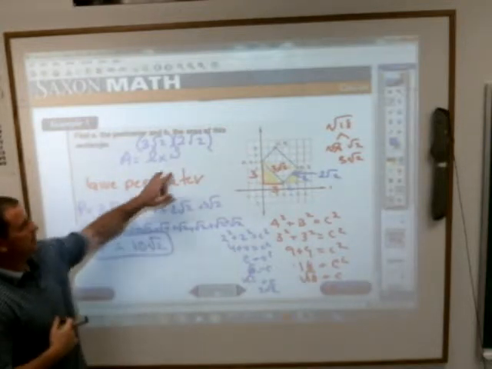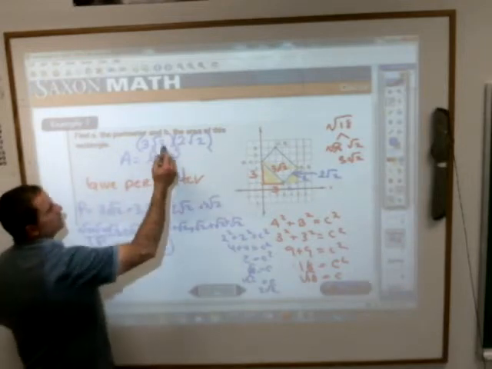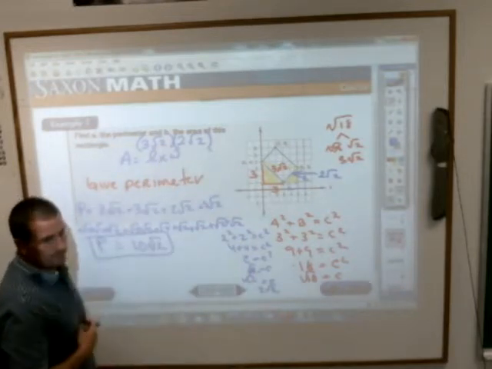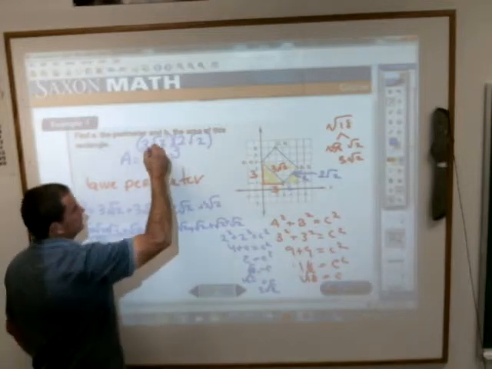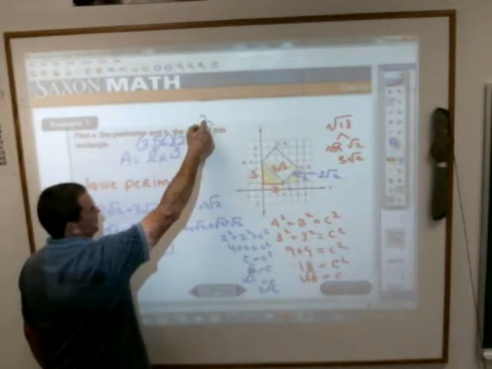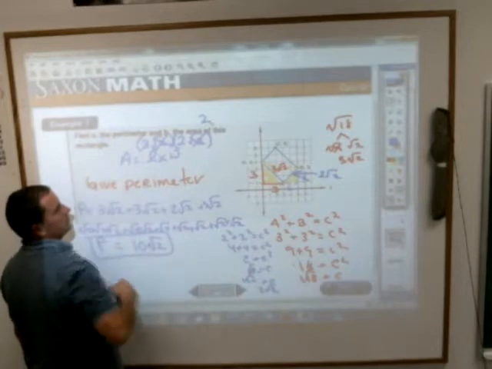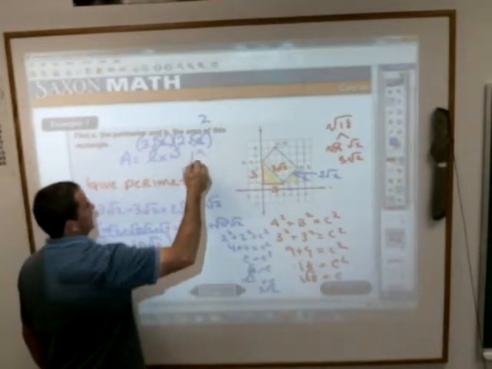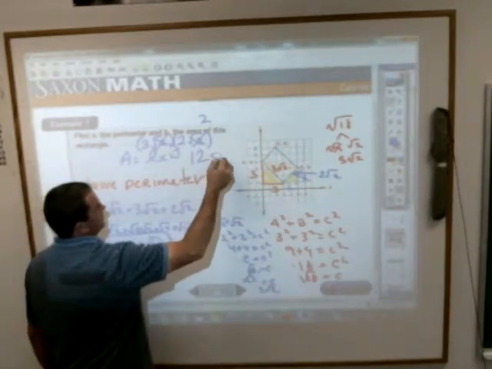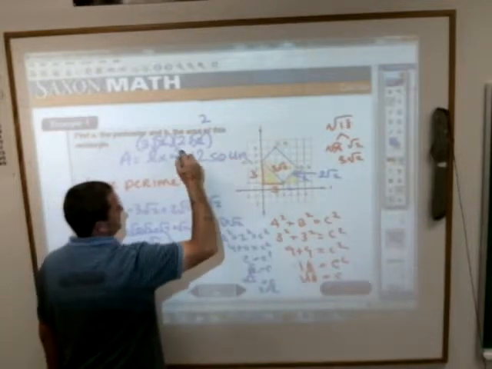Well, we already talked about it. If you have square root of 2 times the square root of 2, what is it? 2. Just a normal 2. So now I have a normal 2 times another normal 2 times a normal 3. So the area actually ends up being 12 square units.